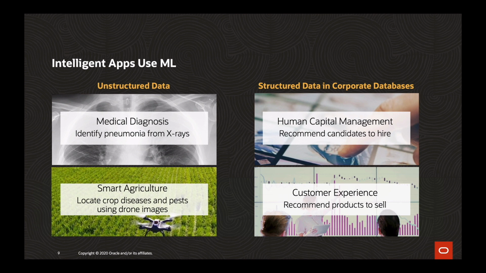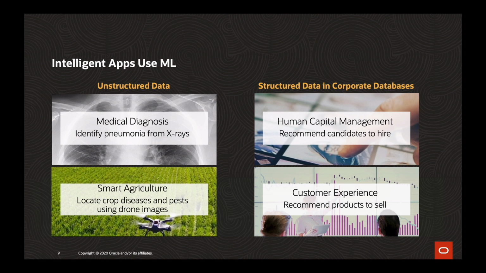Smart agriculture. This example is from AgroScout, an Israeli startup who uses Oracle Cloud. They use images from low-cost commercial drones to do early detection of crop diseases and pests at the level of individual plants. It's far more accurate and cheaper than using planes or satellites.